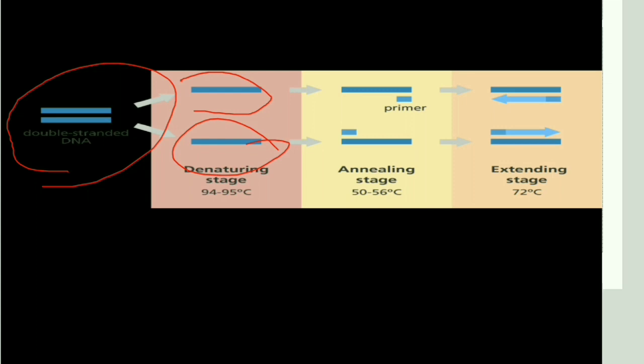After this step, in the annealing stage, a primer is attached to these single-stranded DNAs. A primer is a short strand of DNA or RNA that is complementary to the template DNA. So a small strand of DNA is added so that it attaches to the template DNA. After this stage is the extending stage. At this stage, using Taq polymerase, these primers are extended.